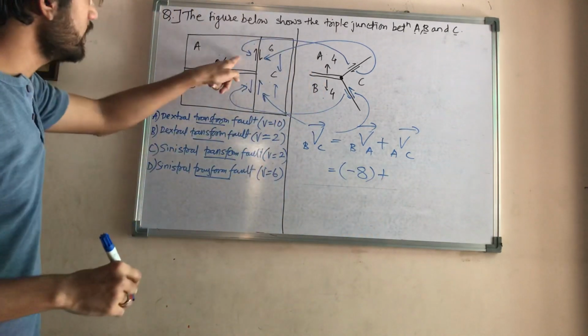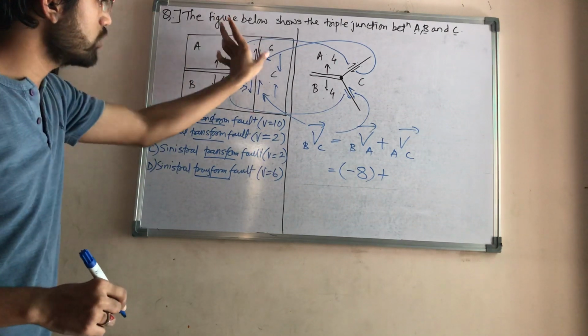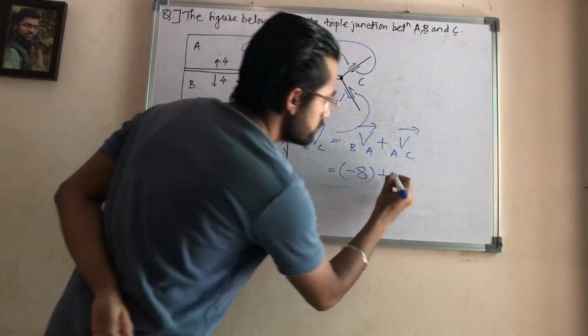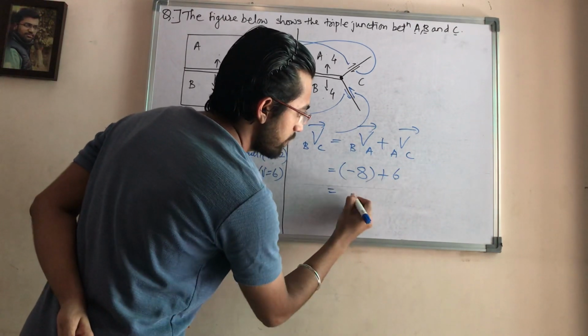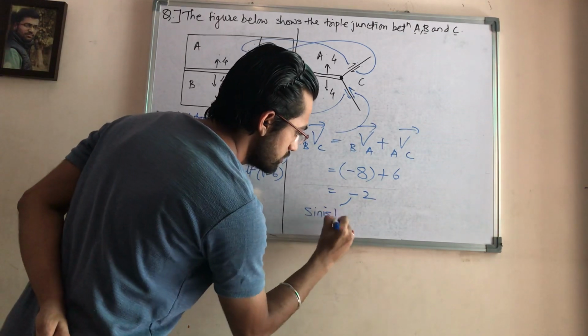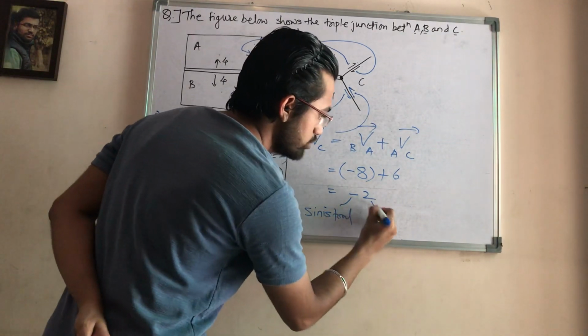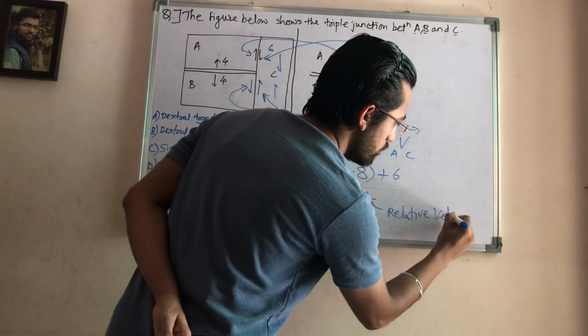Then value between A and C. So this is the value for A and B. So value for A and C will be 6. So 8 minus 6 means minus 2. So minus sign indicates sinistral and 2 is your relative velocity.